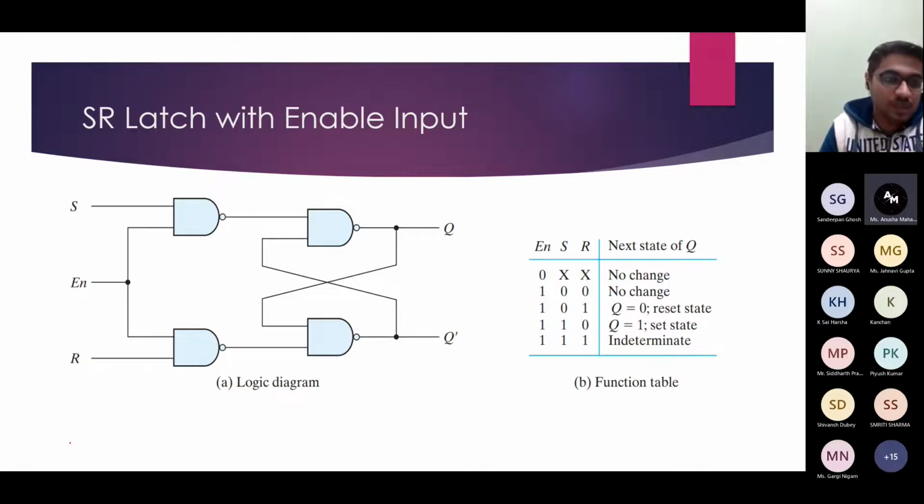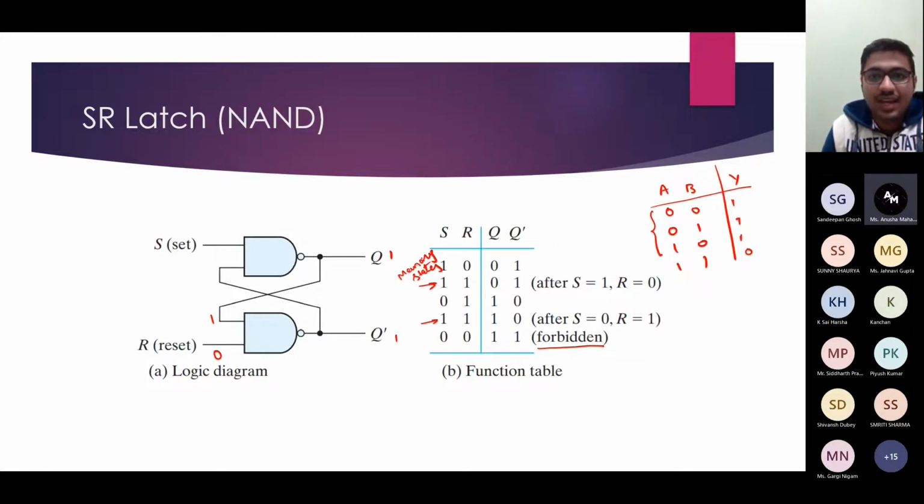Now one thing left. Can anyone tell me what will be the output of the SR NOR latch when S is 1 and R is 0?